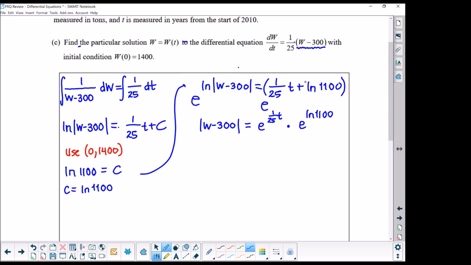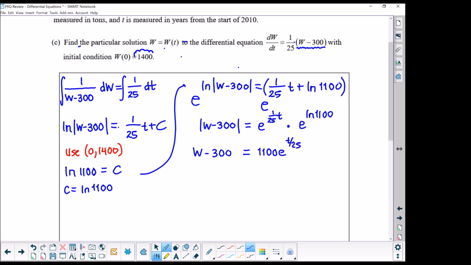The cool thing about this is that this E to the ln sort of eliminates each other, and then you just have this 1,100 on the right side as the coefficient, and then I could put the t over 25 if I want. And then look what happens. Magically, absolute values disappear. Say, what? How's that going to happen?